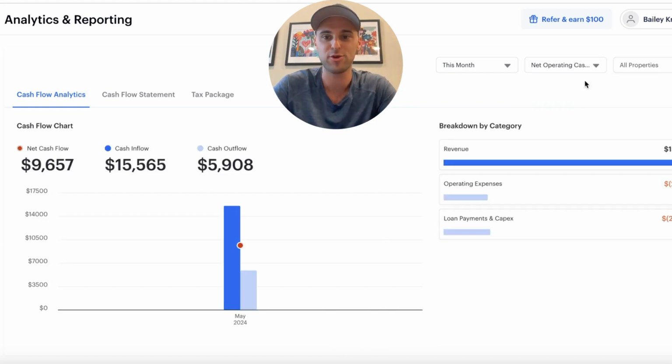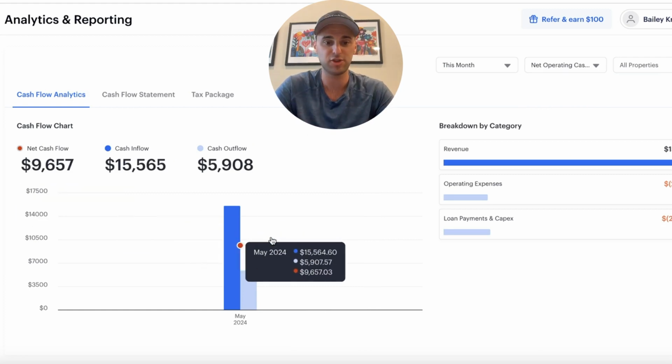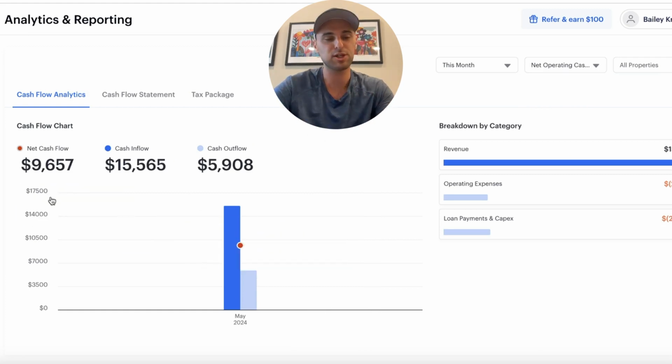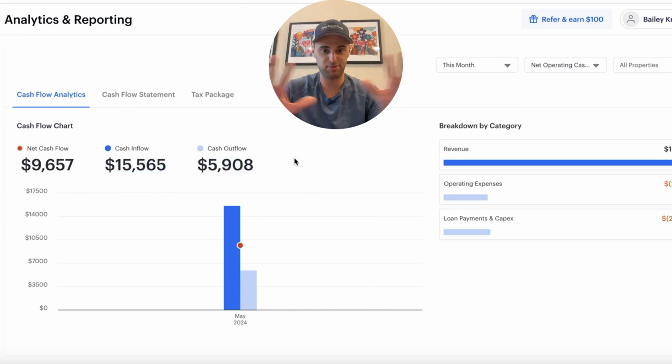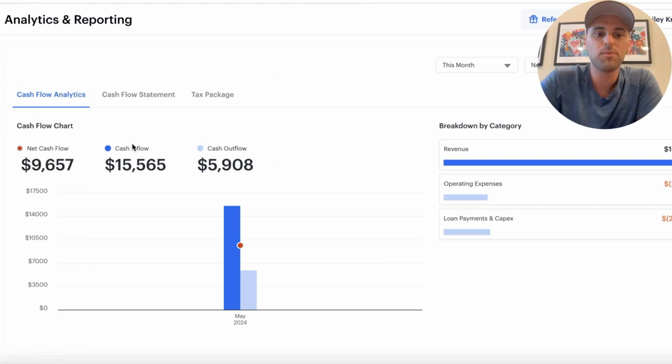So let me go back to the net operating cash flow, and you can see this is like the true numbers. This much money came into my bank account, and this much money came out of my bank account. Like, this could not be any more exact. This is straight from my bank account that's also hooked up here in Baselane. So 15,000 came in, a little more. 5,900 came out, which leaves me a profit of $9,657.